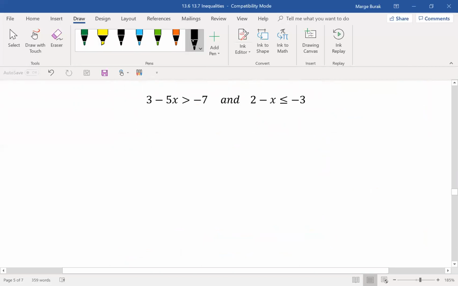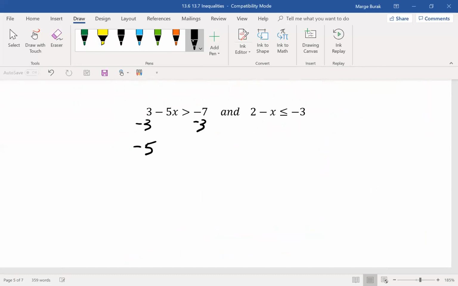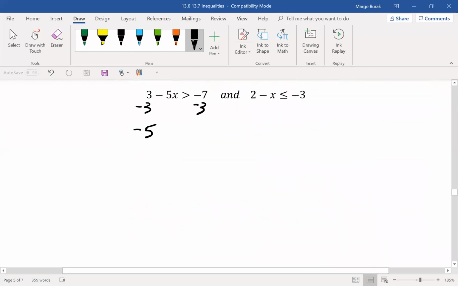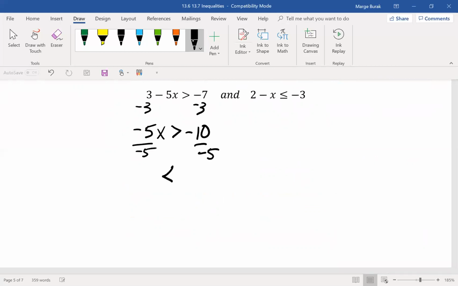Okay, so let's minus the 3, minus 5x. Oh my gosh. Let's see. So we have minus 5x is greater than negative 10. Divide by negative 5. Flips the sign. So x is less than 2.